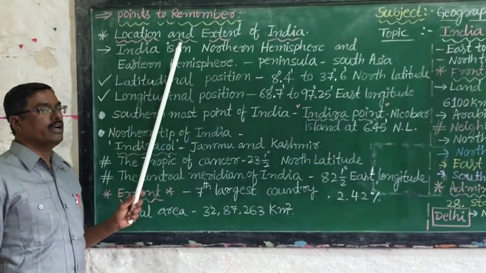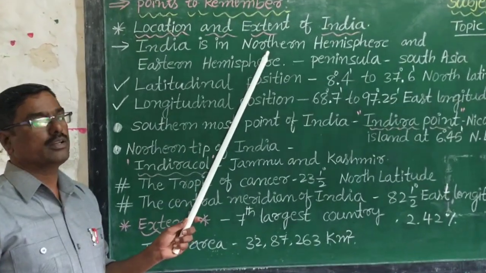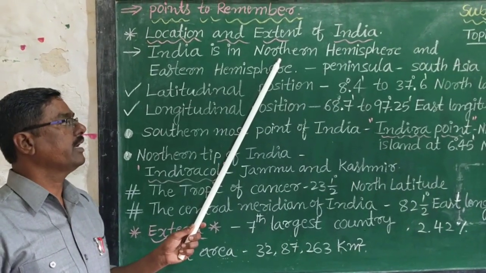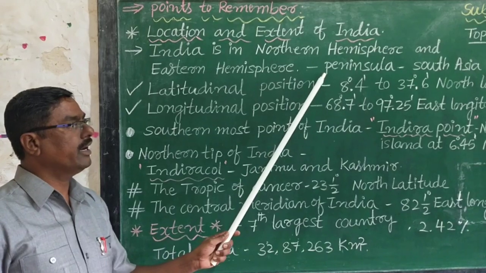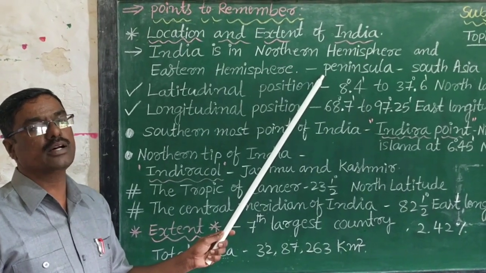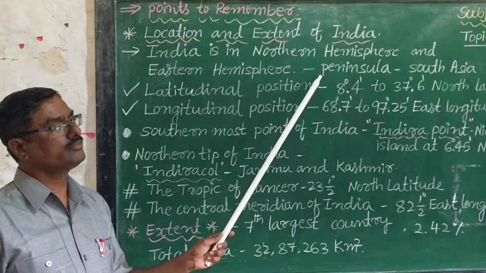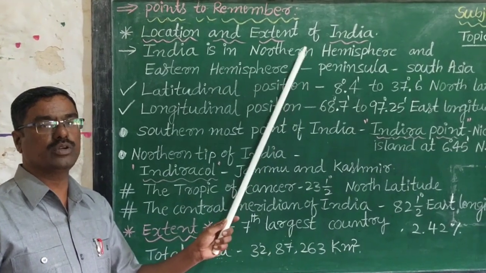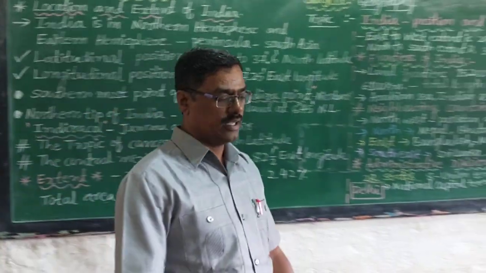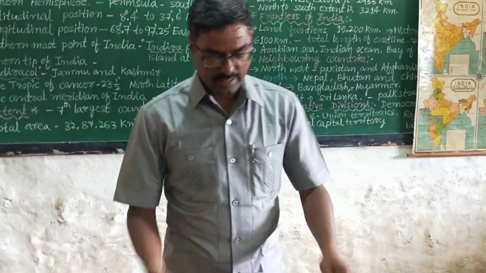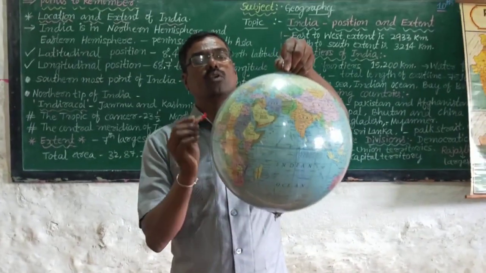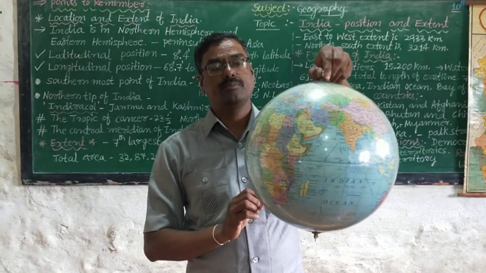Let us know location of India. Geographically, India is situated within northern hemisphere and eastern hemisphere. India is a peninsula which is located in Southeast Asia. Let us know more detail about these points through globe. Students, look at this. This is globe. What is globe? Globe is the model of Earth.